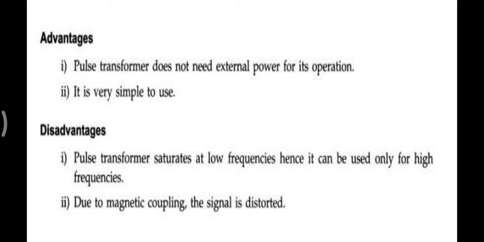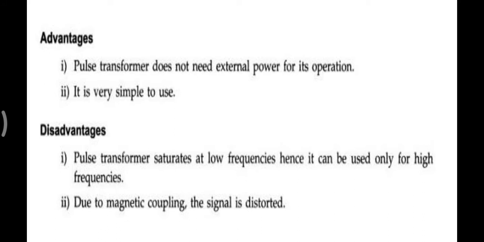And the second disadvantage is that, due to the magnetic coupling, the signal may be disturbed. These are the disadvantages of the isolated pulse transformer.